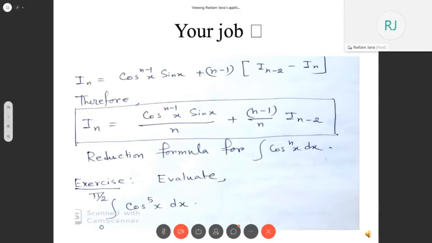Now you tell me, if you have any questions, then you raise your hands, I will ask you. Sahil? Yes, Sahil. Yes, Devasmita, tell me. Devasmita?